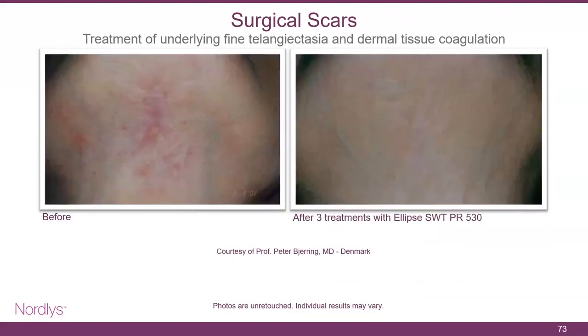We can also treat scars with the 530 handpiece. So what we're looking at here predominantly is removing those fine little telangiectasia or the vascularity within the scar. We won't make a massive difference to the look or the texture of the scar. We may get a little improvement from some of the heat that we're delivering into the tissue, but the main purpose of this is to take away the redness of the scar.